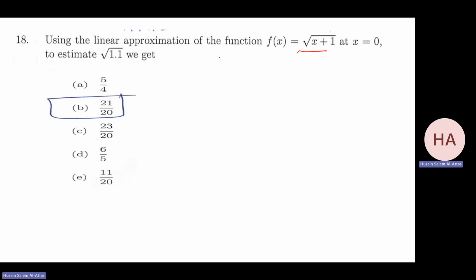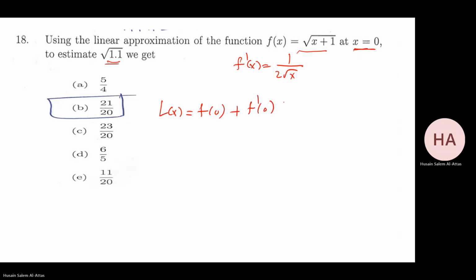You can do this to approximate this. Okay, my a is 0. What will be f prime? It is 1 over 2 root x. L of x will be f of 0 plus f prime at 0 times x minus 0. f of 0 is 1, f prime at 0 is 1/2, so L of x is 1 plus half x.